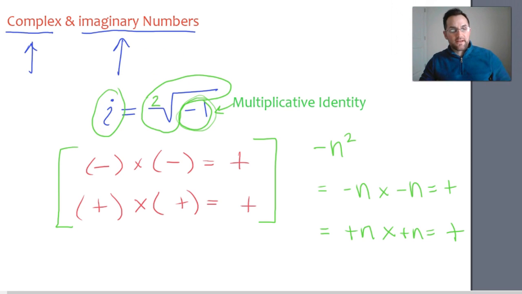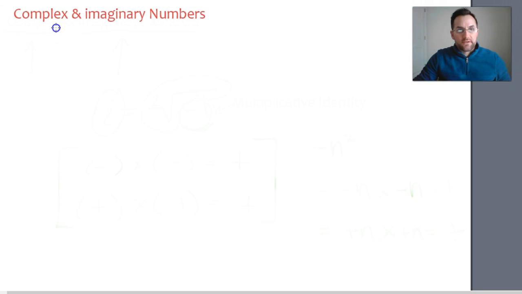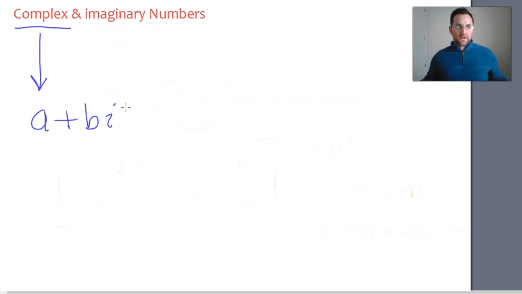Okay, let's talk about that now. We're moving into complex numbers already. A complex number utilizes an imaginary number. It is made up of a + bi. That's the form of a complex number.